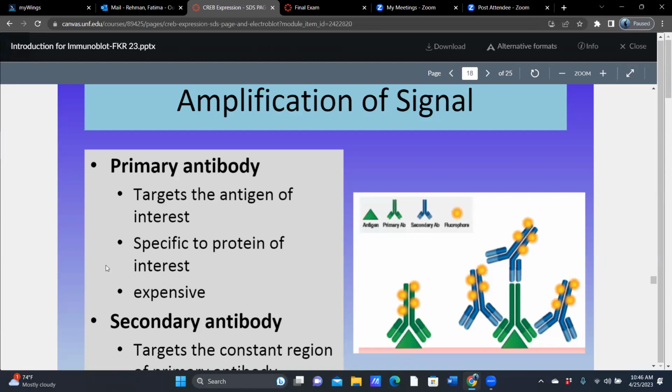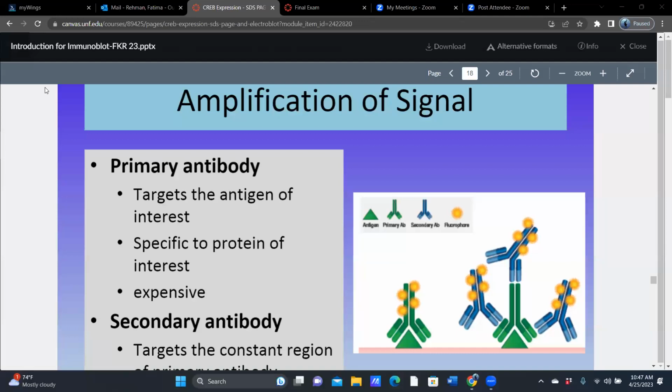against that section. So that's the first thing that you want to think about: are you looking at a specific section of your protein, or do you not care? You just want to know if the protein is there. That's going to dictate which primary antibody you choose. Lots of primary antibodies are present for most proteins. You usually have different choices.